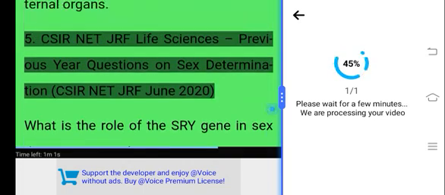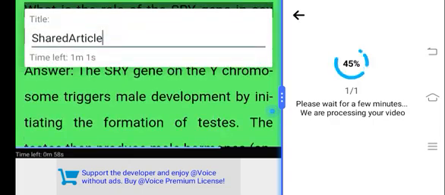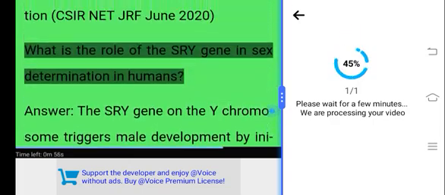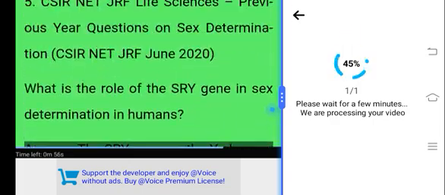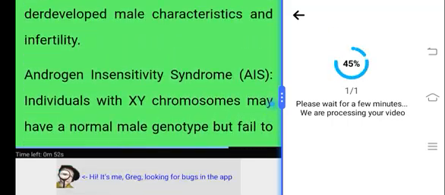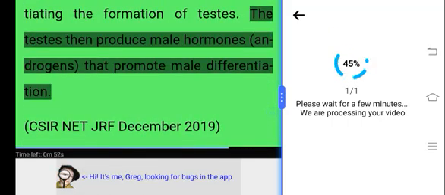Previous year questions on sex determination. CSIR NET JRF June 2020. What is the role of the SRY gene in sex determination in humans? Answer. The SRY gene on the Y chromosome triggers male development by initiating the formation of testes. The testes produce male hormones, androgens, that promote male differentiation.